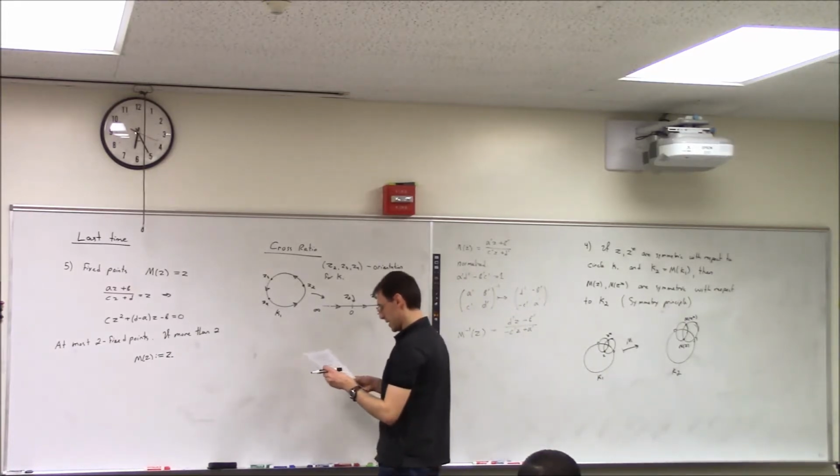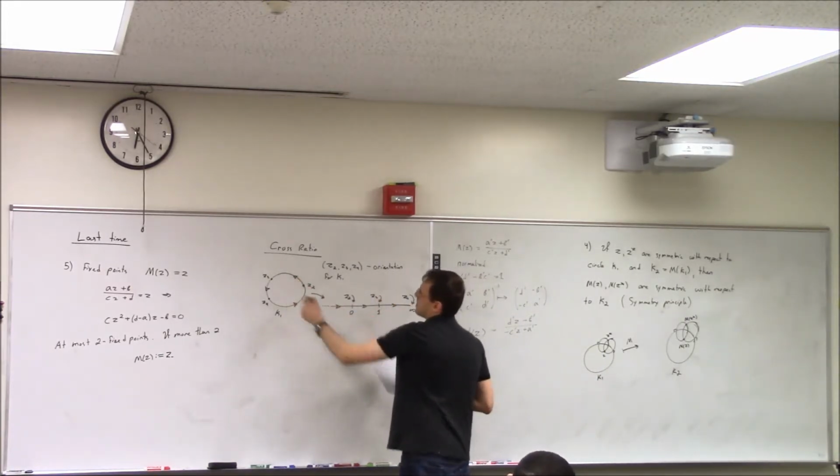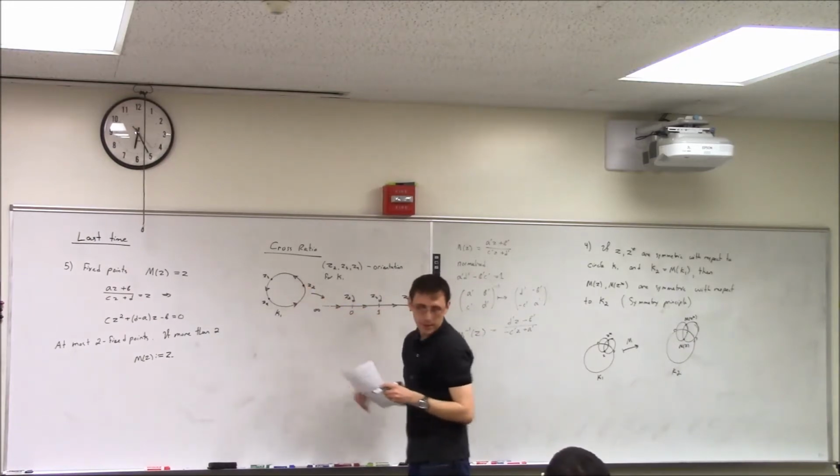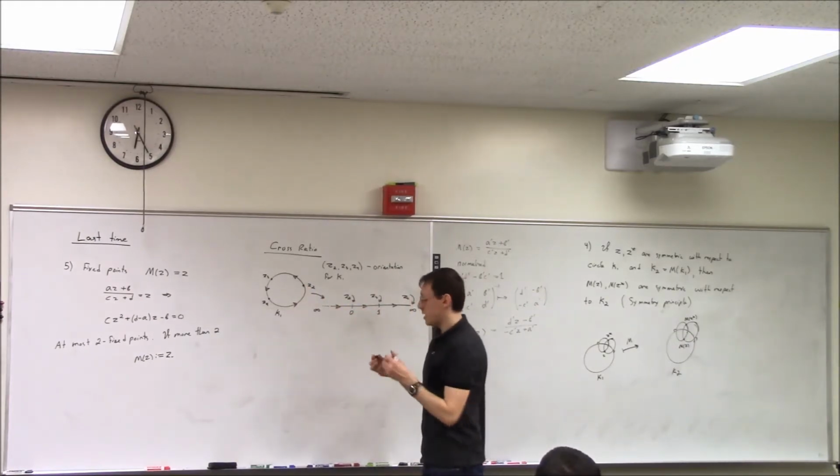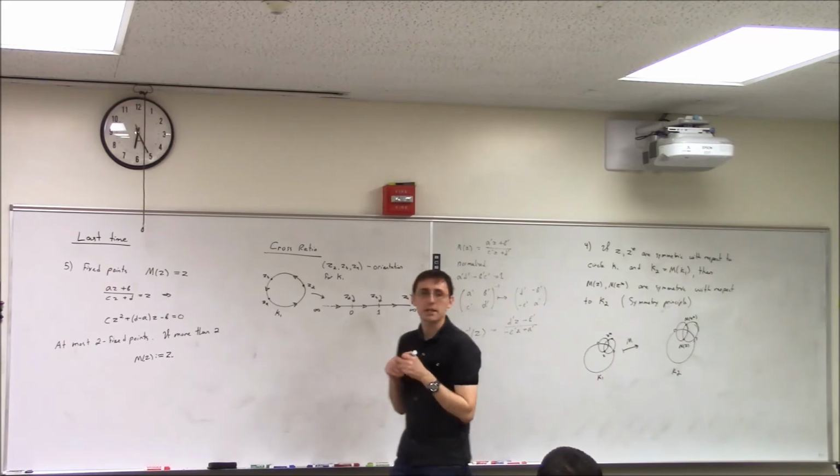So we have that, and in this case I drew you a circle, but you could have selected arbitrarily any point Z2, any point Z3, and any point Z4.